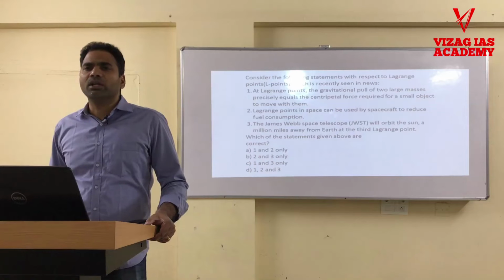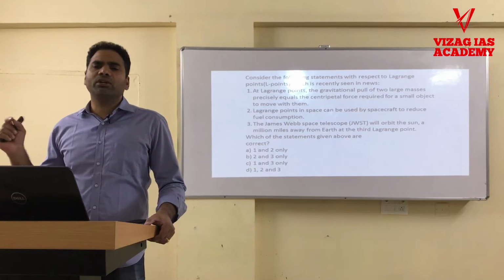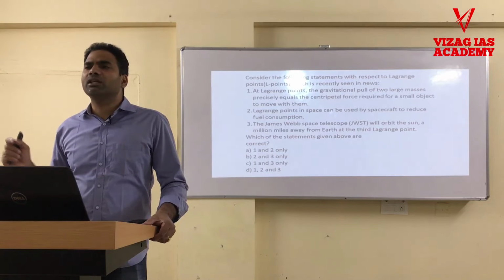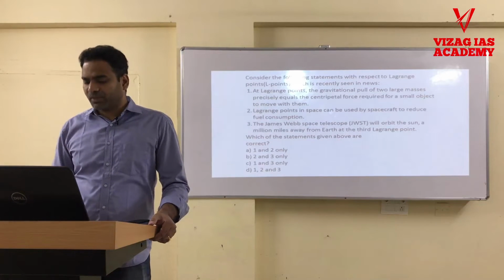Next, James Webb telescope will orbit the sun 1,000,000 miles away from Earth at the third Lagrange point. It is at the L2. There is a logic for this. You need not remember the points, you need not learn by heart which is at which. There is logic for that, we will discuss.